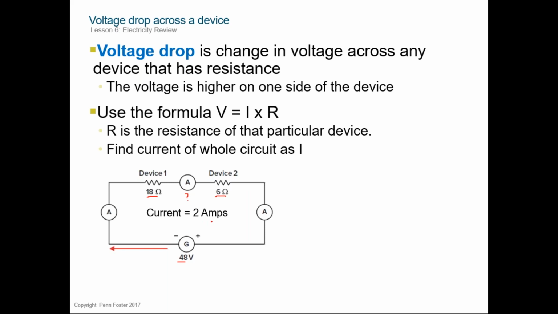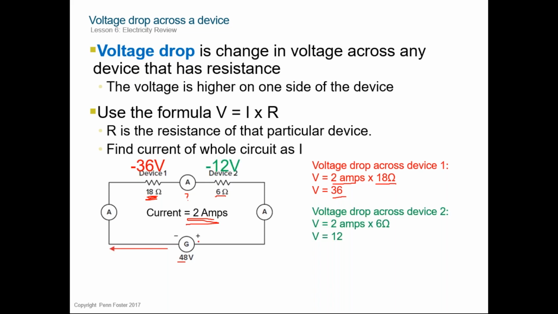So in this case, we know the current is 2 amps because it tells us that. And if we're looking at device 1, we say the voltage is current times resistance. So it's 2 amps across the device 1, so 18 ohms is the resistance. So the voltage drop there is 36. Okay, so it loses 36 volts as it goes across that. And then device 2 is going to be 2 amps times 6 ohms, and that gives us a voltage drop of 12. So we had 6 ohms here, our current is still 2 amps, so voltage drop is 12.